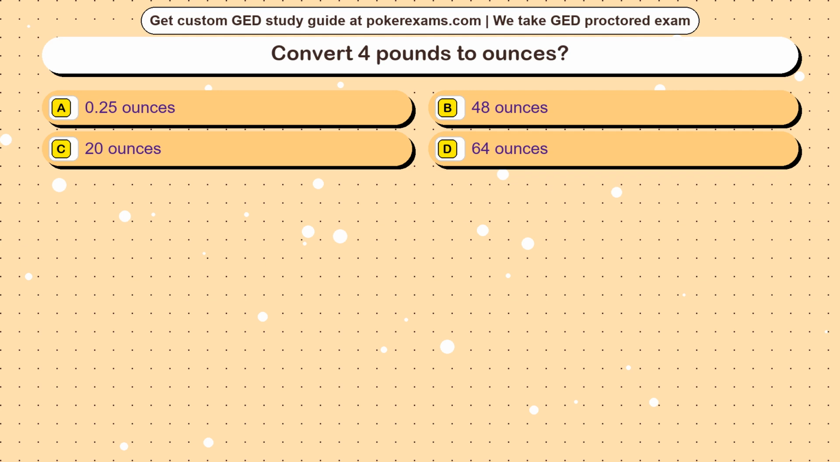Question 15. Convert 4 pounds to ounces. Option A is 0.25 ounces. Option B, 48 ounces. Option C, 20 ounces. Option D is 64 ounces.